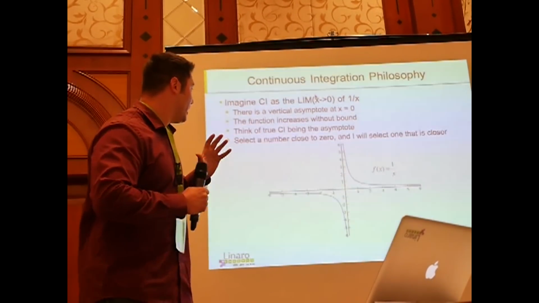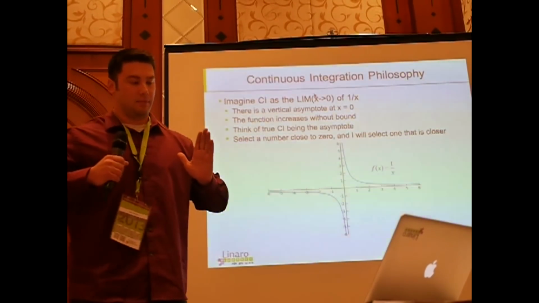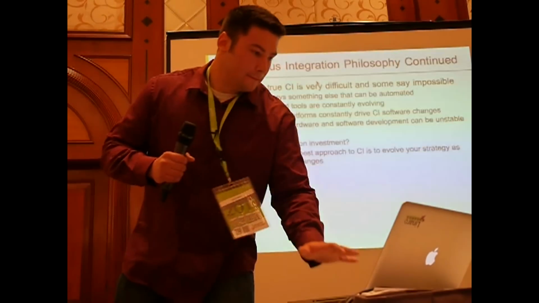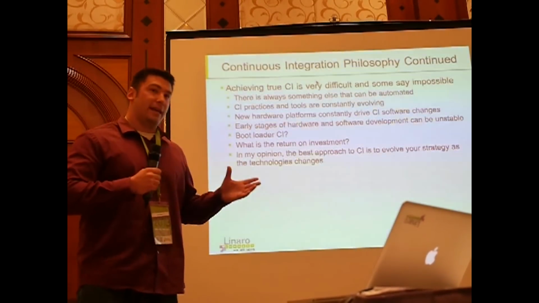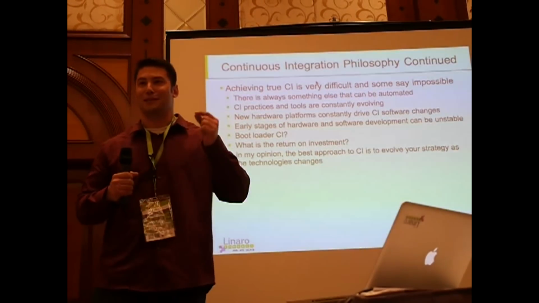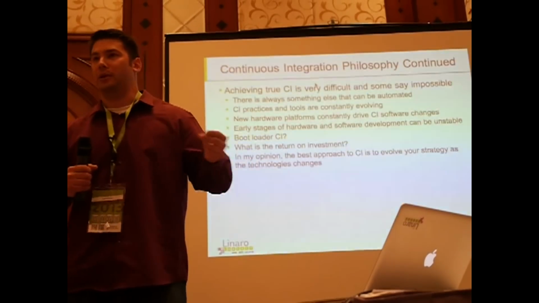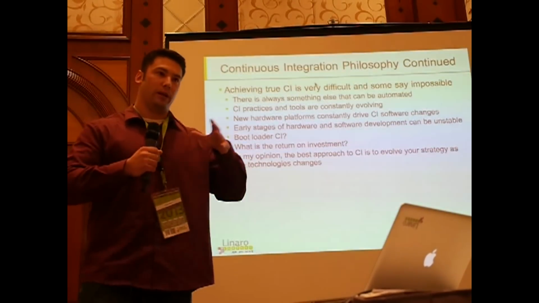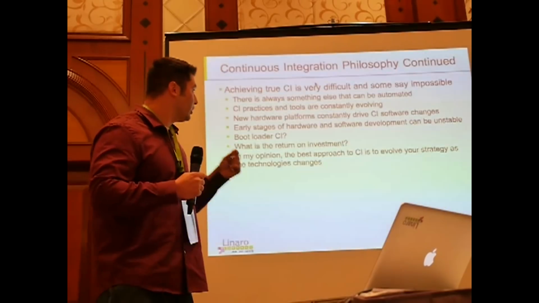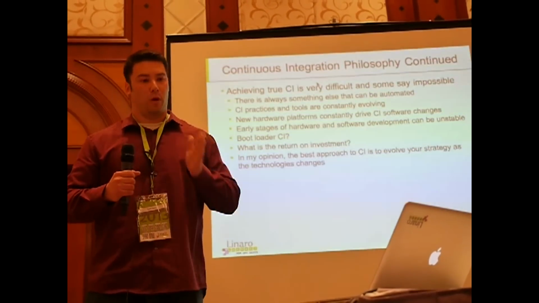So I like to think of CI as some kind of a, well, not really a moving target, but something that's not really obtainable, but we can get really, really close to it. And again, achieving true CI is very difficult. There's always something else that can be automated. I hear that all the time. Well, you're not automating bootloader testing, or the signal attenuator is not automated. So the scope can really creep out very far when you're talking about CI. So you really need to look at what that means to your business and your product, and how to define where that line is for you.